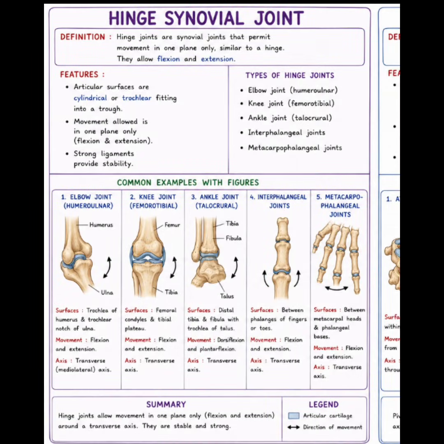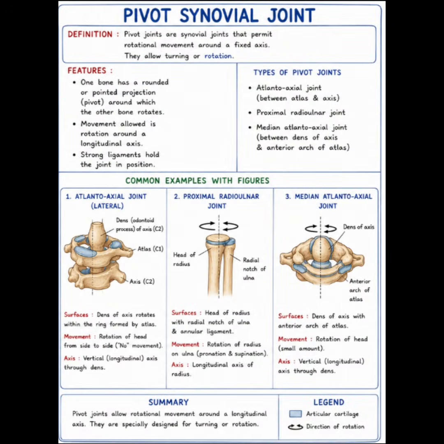Now let's move to the hinge or ginglymus joint, where the articular surfaces are pulley shaped and are uniaxial. The examples include elbow, ankle, and interphalangeal joint. The third one is the pivot or trochoid joint, where the articular surface of one bone is rounded and the other has a concavity, and it's also uniaxial. The examples are superior and inferior radioulnar and atlantoaxial joint, that is C1 atlas and C2 axis.